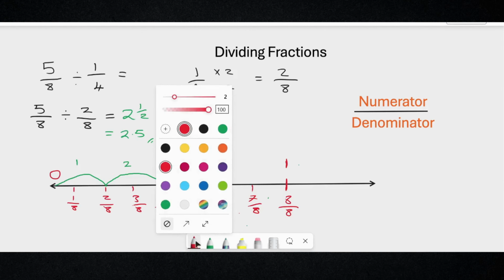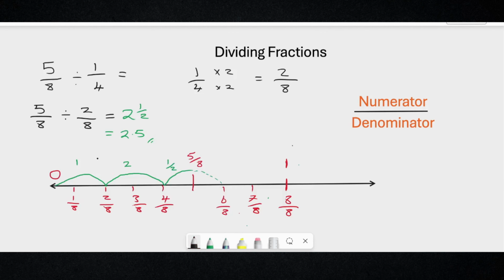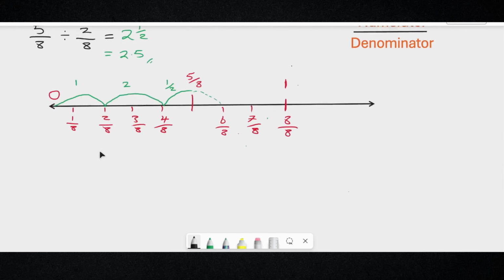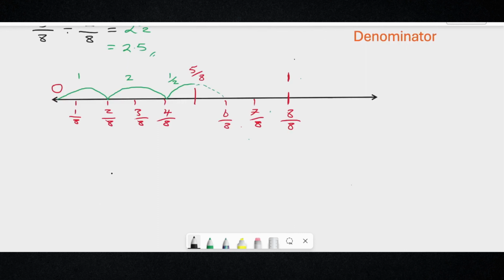Now, what I'd like you to do is the same method, but I would like you to have a go at 5/6 divided by 2/3. What is that going to be equal to? Can you have a go? And let me know.